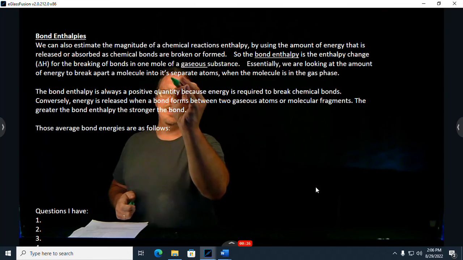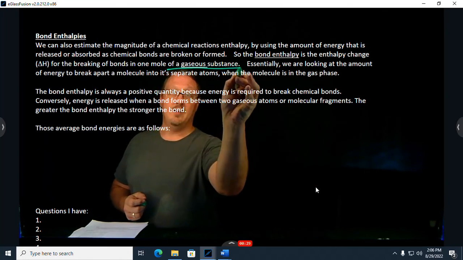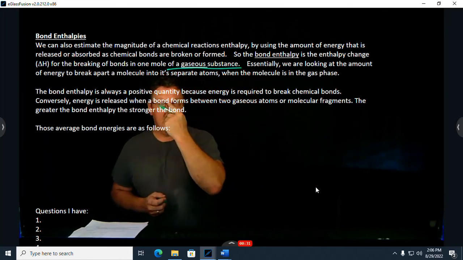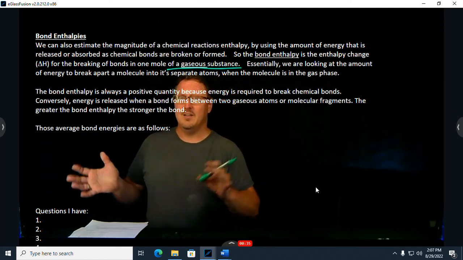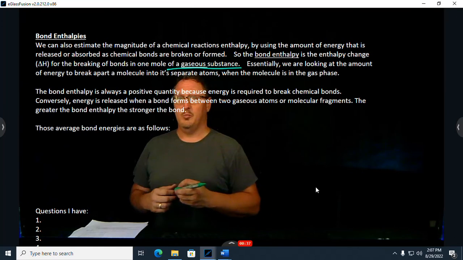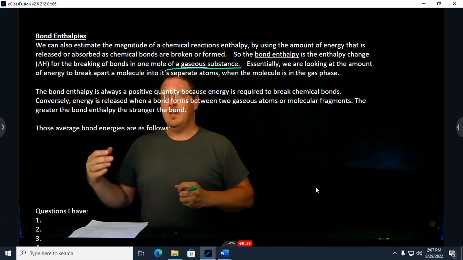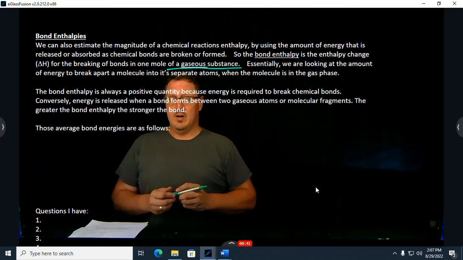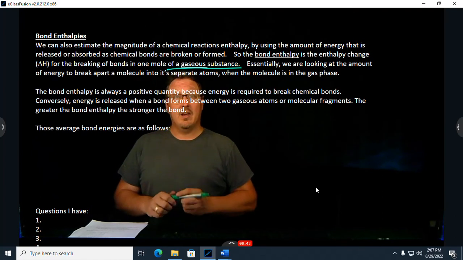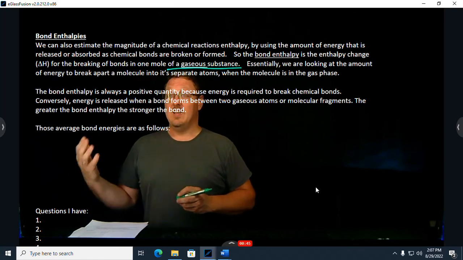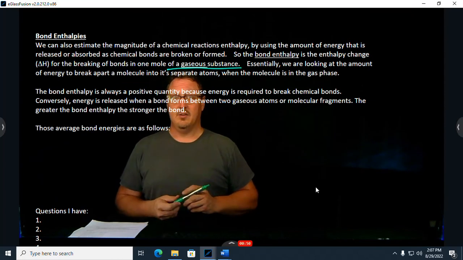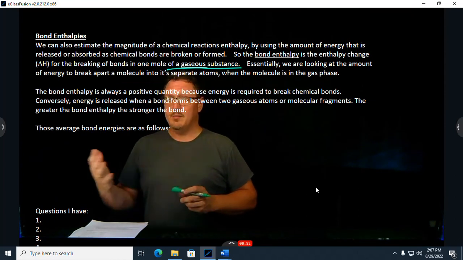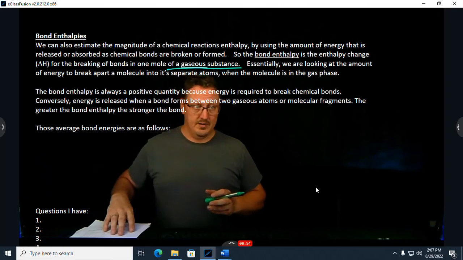It's got to be in the gas vapor, okay? It's got to be a gas substance. Essentially we're looking at the amount of energy to break a molecule into its separate atoms and then to add the molecule back together again, okay? Bond enthalpy is always a positive quantity because energy is required to break chemical bonds. Conversely, energy is released when the bond forms between 2 gaseous atoms or molecule fragments. And so the greater the bond enthalpy, the stronger the bond, okay?